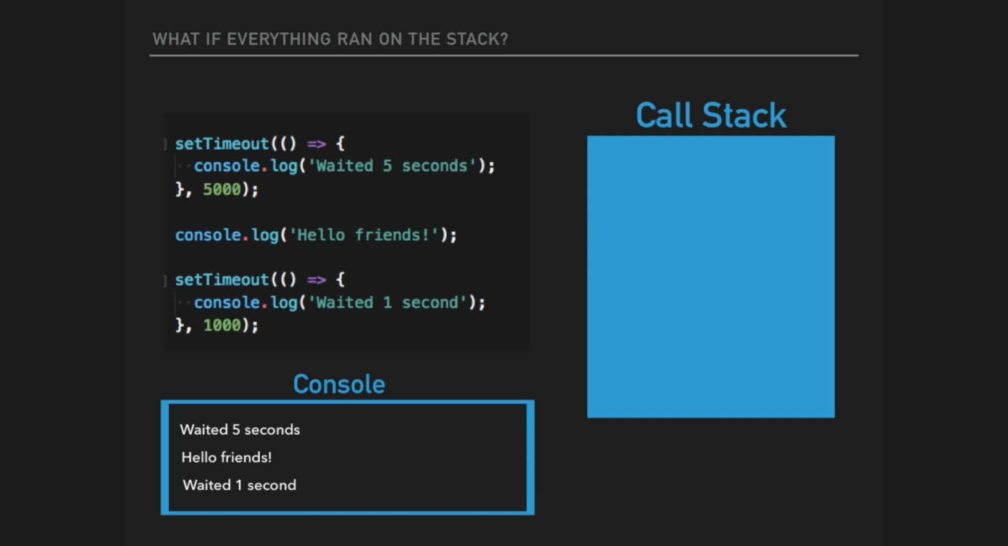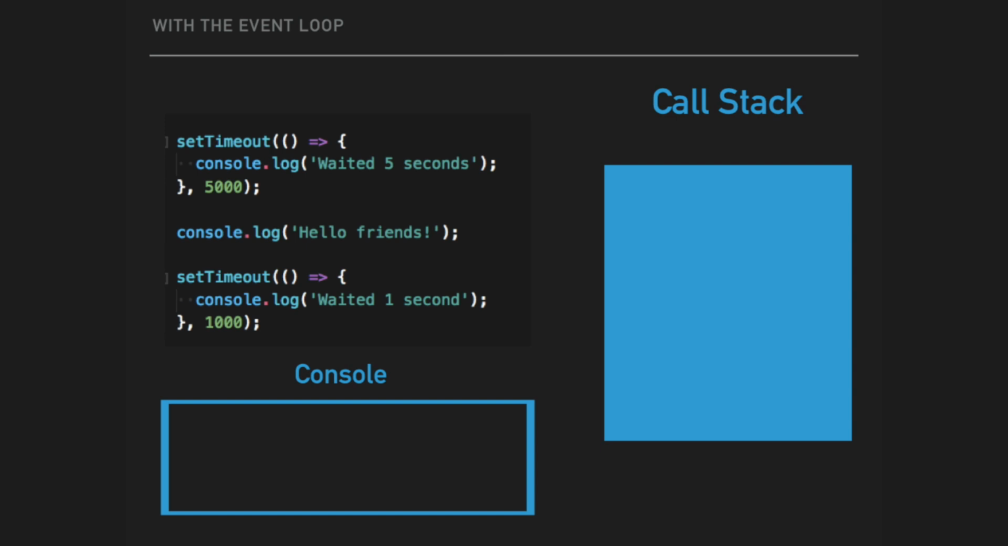So that's really not the way things are executed in JavaScript. If you were to run this code inside your browser, you would not get it in this order. So what's going on is a little bit different. So here is an example with the event loop.